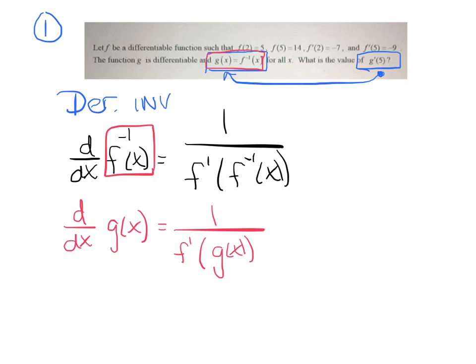Okay, so again, I'm just taking nice small steps here, and the slower you write this, the easier it will be. Now, I want to take the derivative of g of 5, which is going to be 1 over f prime of g of 5.